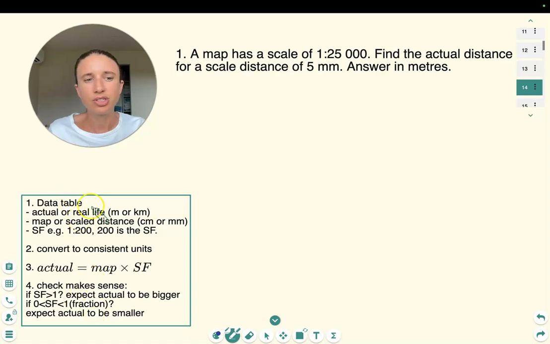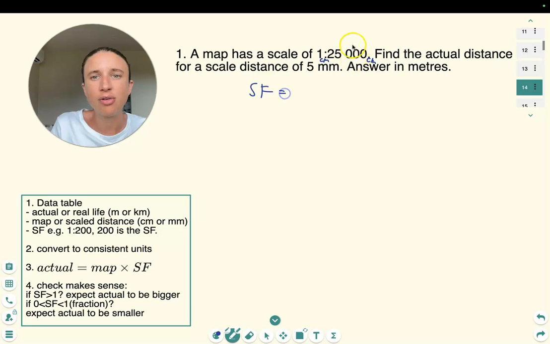So here's our little process. Our data table. A map has a scale of 1:25,000. I'm just going to put that there to make it make sense to me. 1 centimeter is 25,000 centimeters. From that, I can see that the scale factor is that number on the right-hand side.